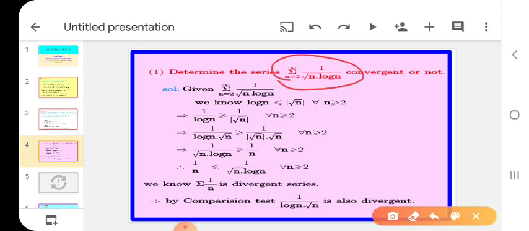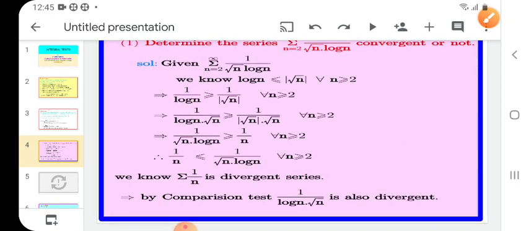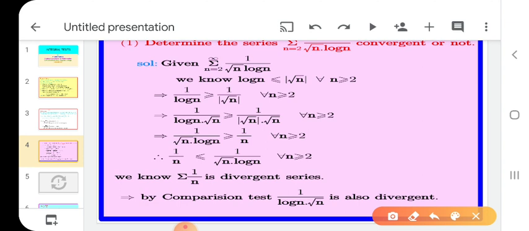What is the series here? Summation n equals 2 to infinity 1 by root n into log n. Is it convergent or divergent? First I tried the previous methods. See here. What is the given series? Summation n equals 2 to infinity 1 by root n into log n.